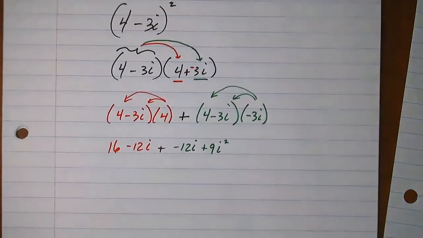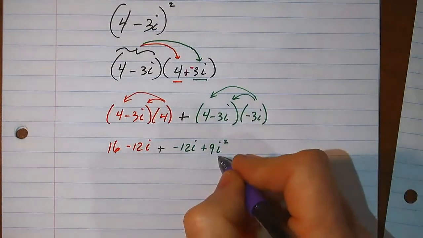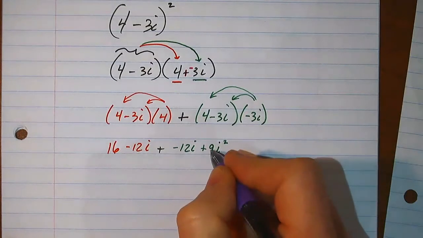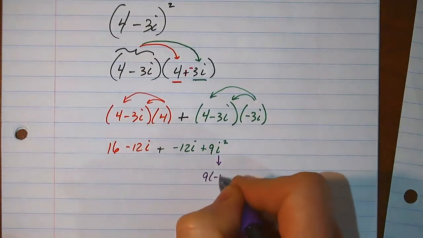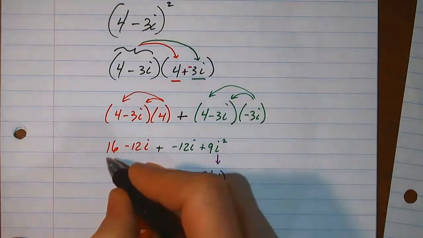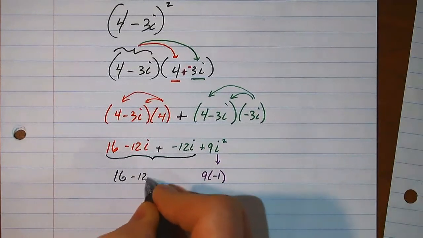Okay. So now we've talked about many, many times that i squared is the same as having a negative 1. So this is really 9 times, not i squared, but 9 times negative 1. All the rest of this I haven't changed yet. That's all still the same.